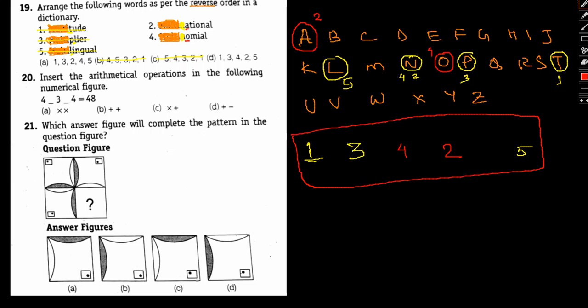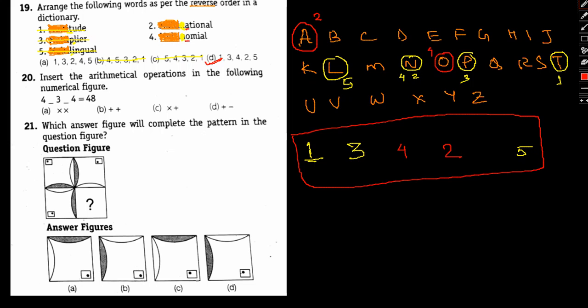Okay. So if you go through the options, 1 3 4 2 5 is option D, which is our answer. Okay, I hope this is clear. Now let's move on to the next question.